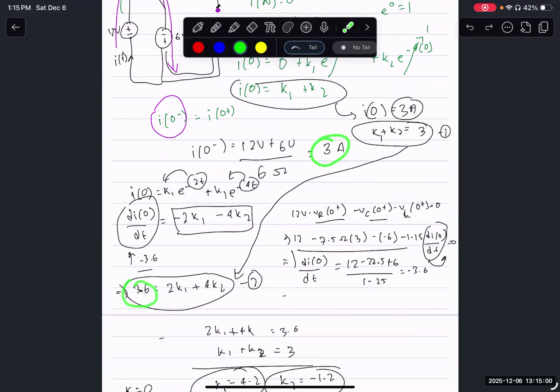3 amps. I'm just trying to follow up. Okay, what is being done here?